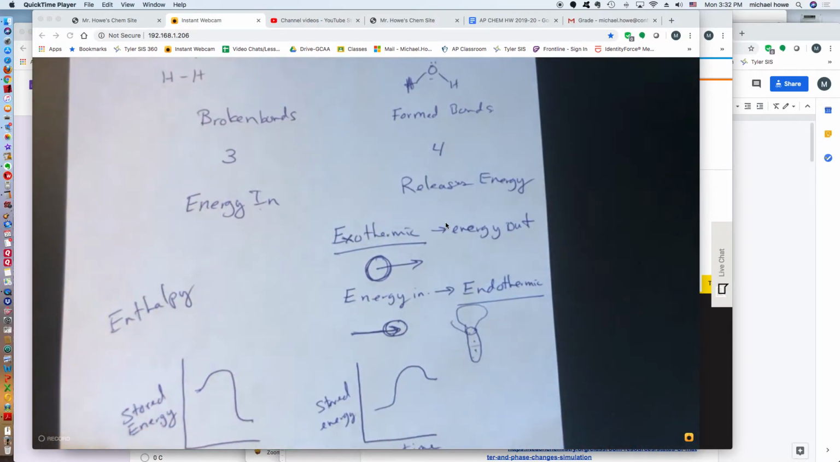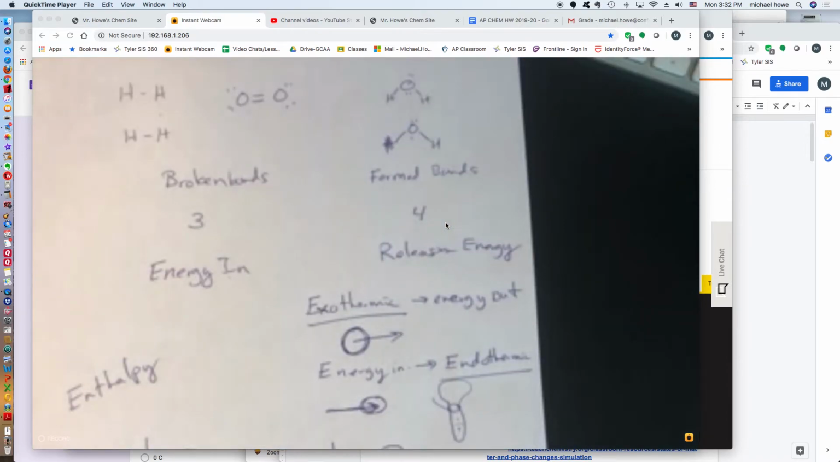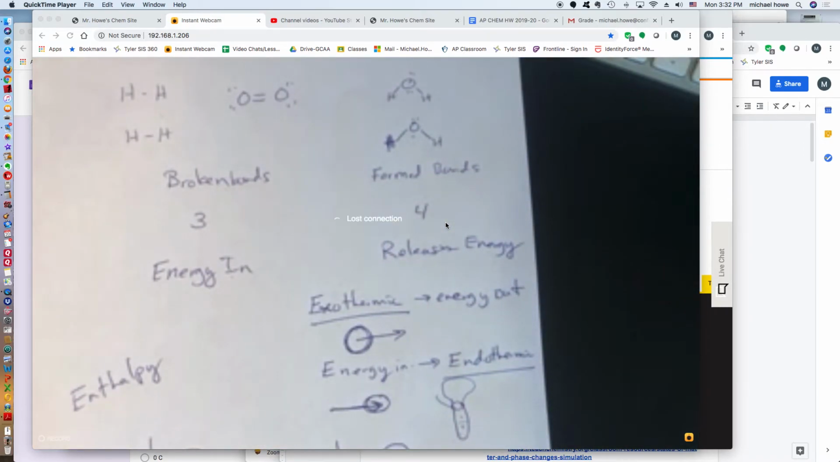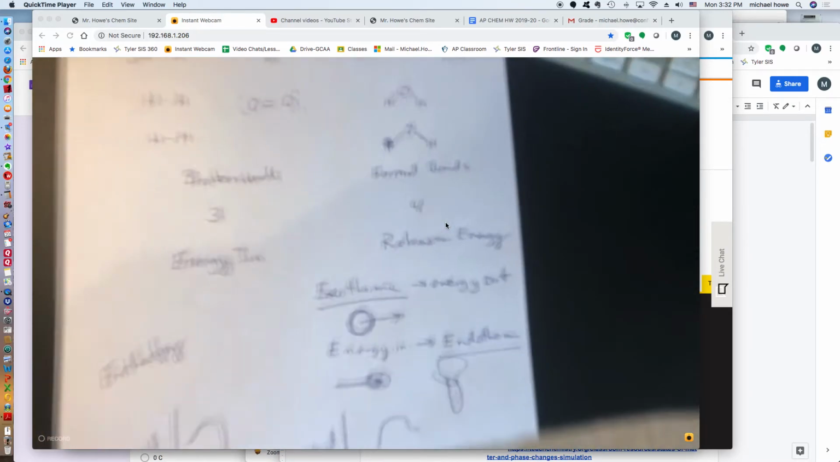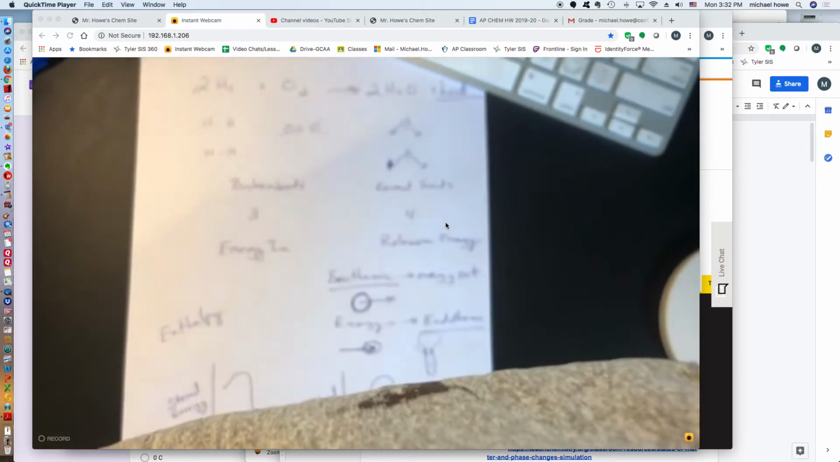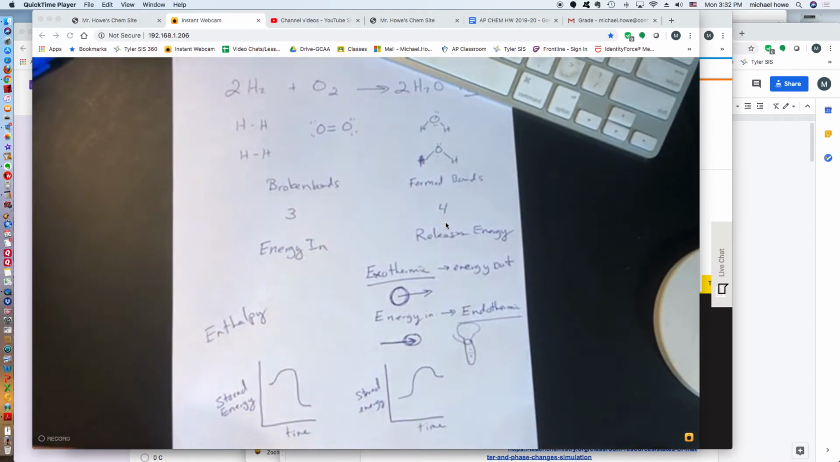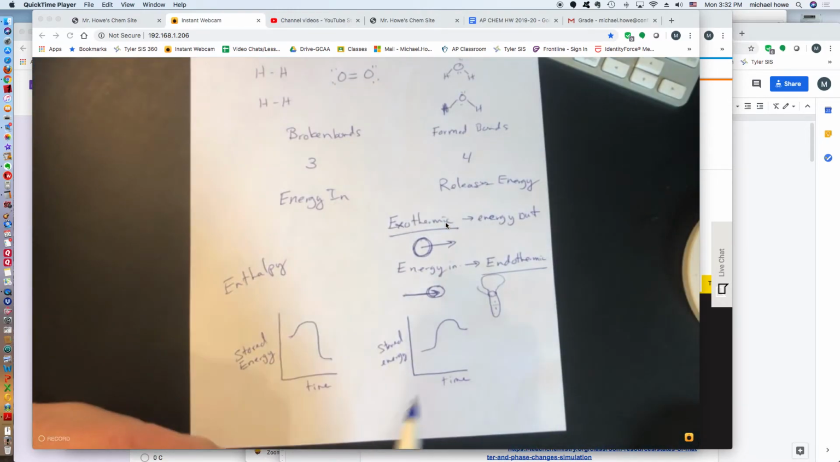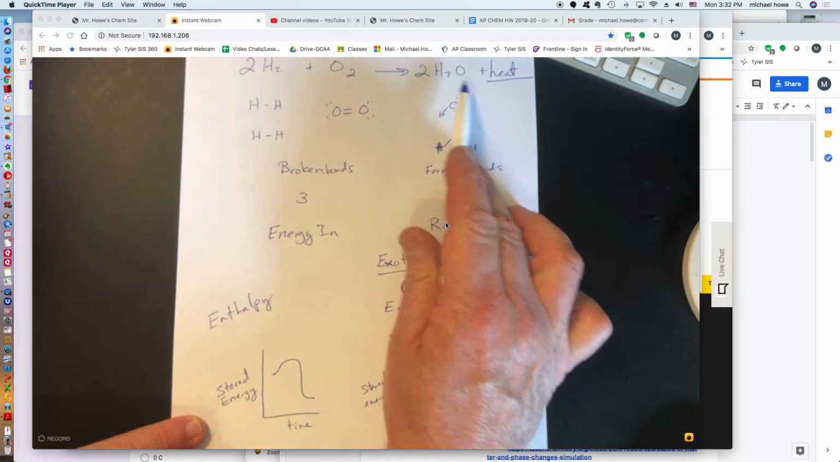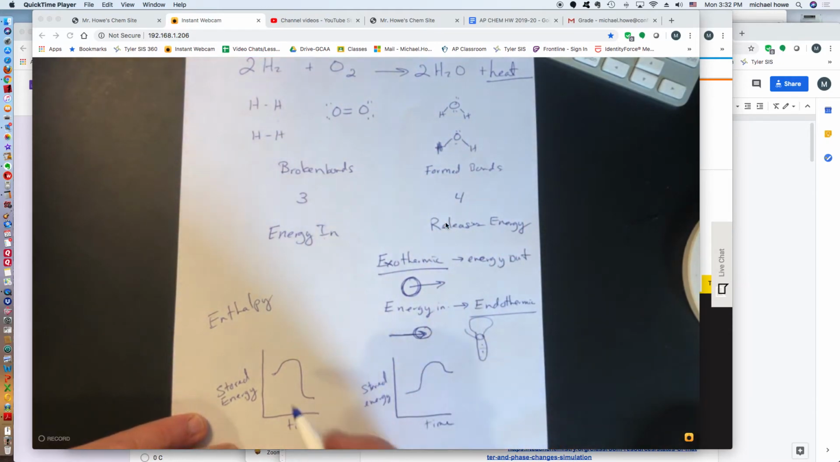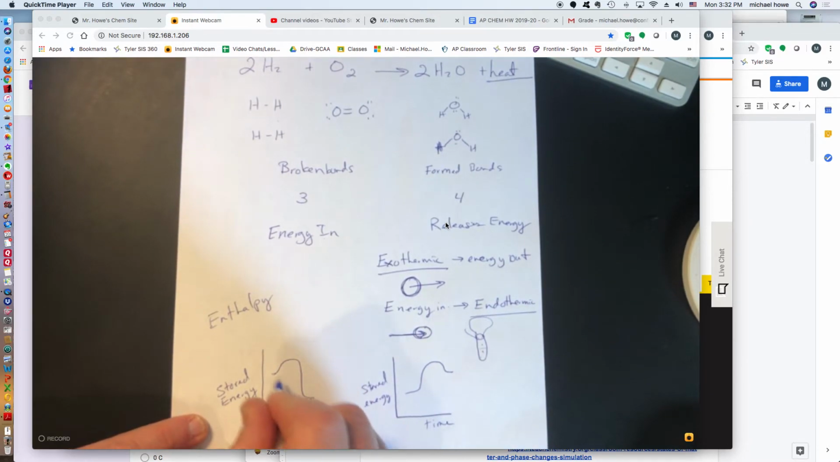So if I can change the size of my video slightly. I can go old school, raise it up a little bit. There we go. Okay, so now we can see the whole piece of paper, perhaps, almost anyway. So which one of these two graphs would represent this kind of reaction where energy is released? It would be this one, because you end with less energy stored than you did at the beginning. So you have a net loss of energy.